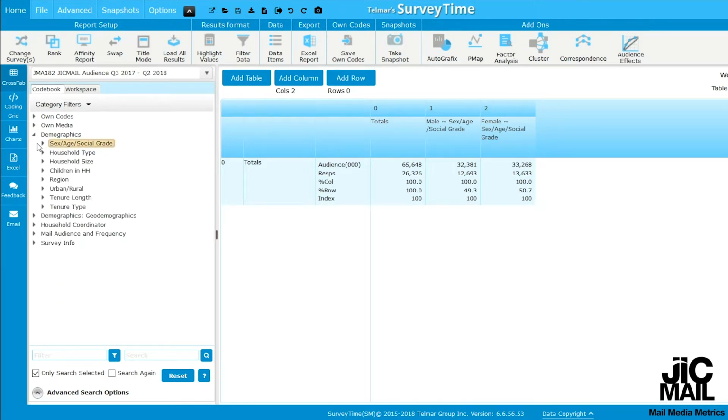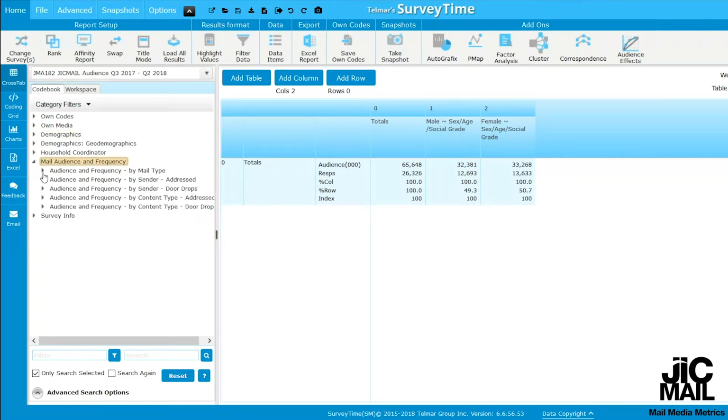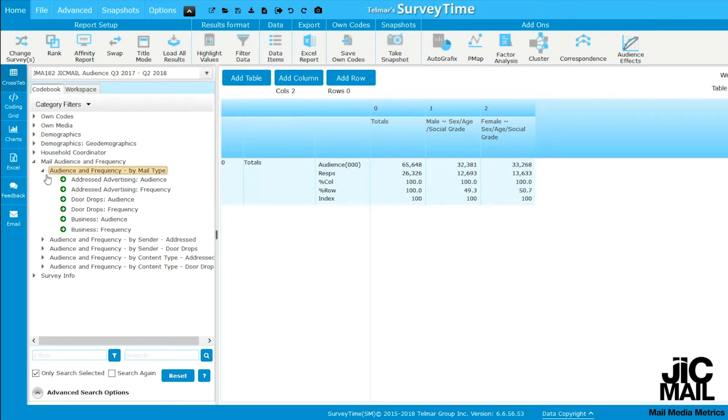Now, once you've defined your target audience, the next thing you want to do is pull out a specific mail type. So what we're going to do here is go to mail audience and frequency. And to begin with, we're just going to look at it at the very top level. You can look at it for DM, which is addressed advertising. You can look at it for door drops, or you can look at it for business.